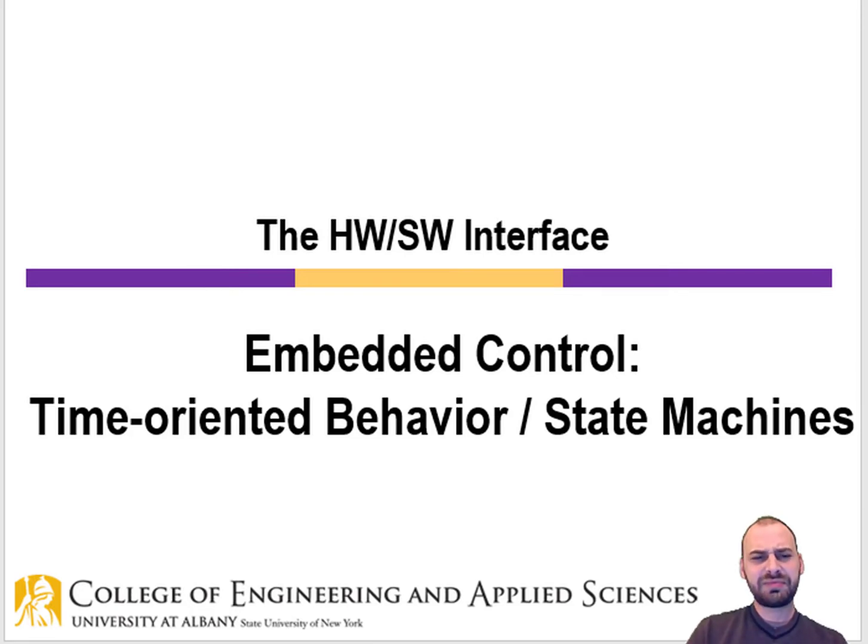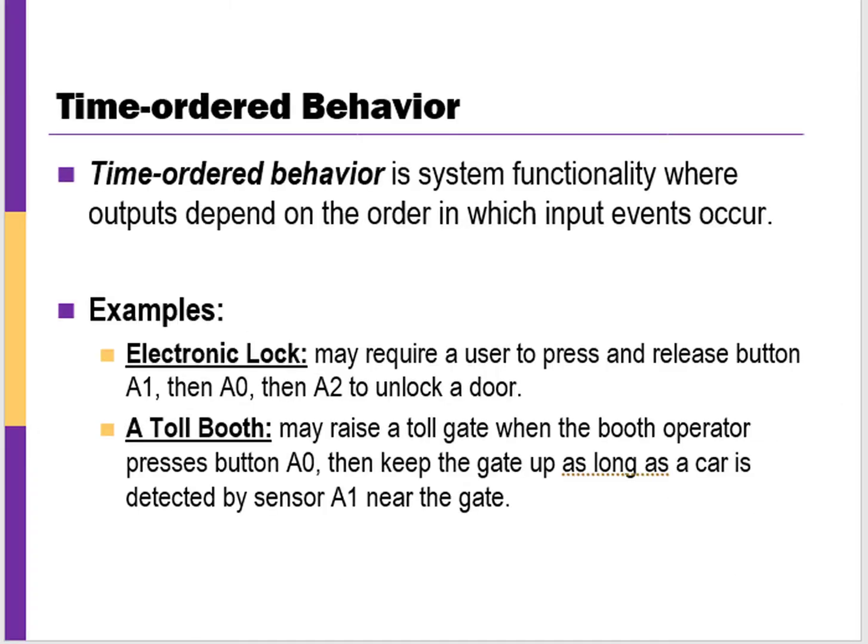Now, there's a different way of thinking when it comes to dealing with embedded control software. This is because when we're dealing with embedded control software, we're almost always in a situation where we have this time-oriented behavior. What am I referring to when I talk about time-oriented behavior? I'm talking about a system where the functionality, the outputs, depend on the order in which the input events occurred. Now, that definition probably seems a little murky. It makes a lot more sense when you just start to think of some examples.